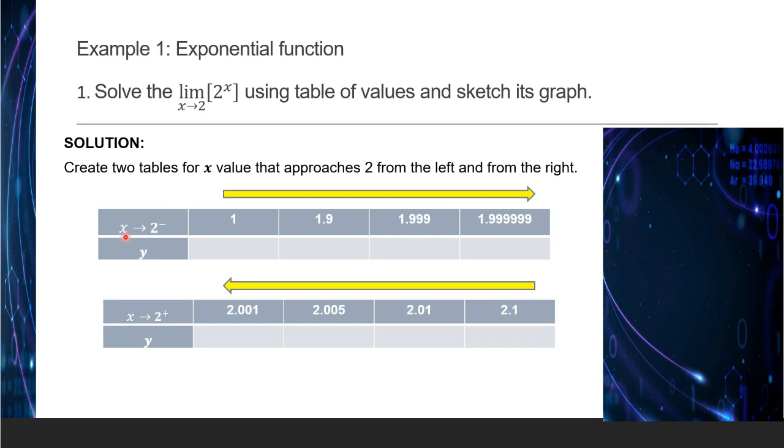So here for the x values, as x approaches 2 from the left, we have 1, 1.9, 1.999, and 1.999999. And as x approaches 2 from the right, we have 2.001, 2.005, 2.01, and 2.1.